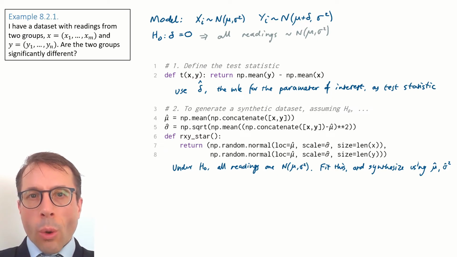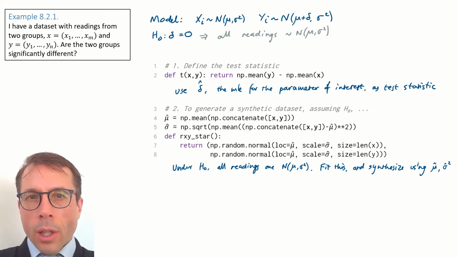Under H0, all the values, both the X values and the Y values, are normal of mu comma sigma squared. So I'll just fit this model, and I'll use those fitted parameters to synthesize the dataset. In this question, the dataset consists of two groups of readings, X and Y. So when I synthesize a dataset, I have to synthesize two groups of readings.